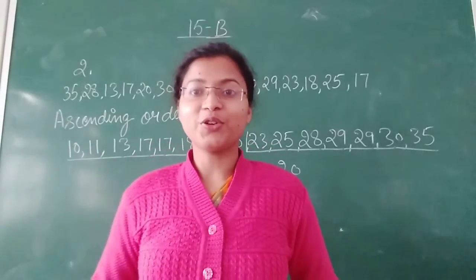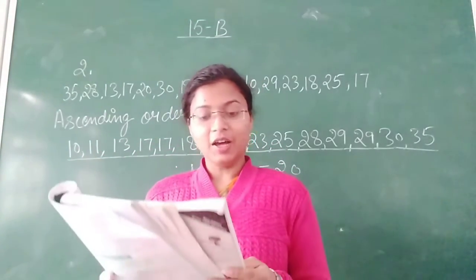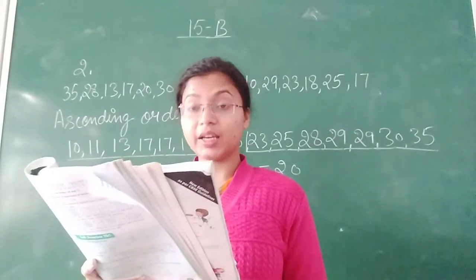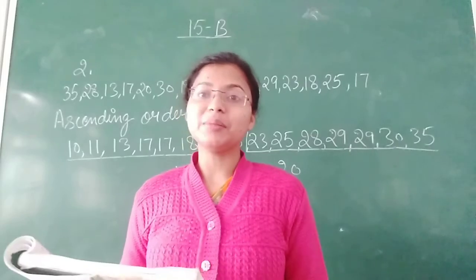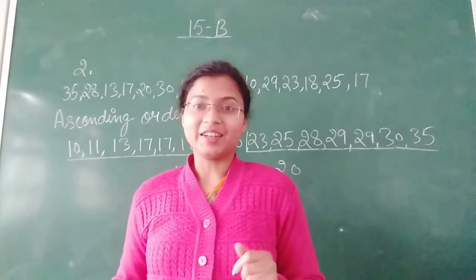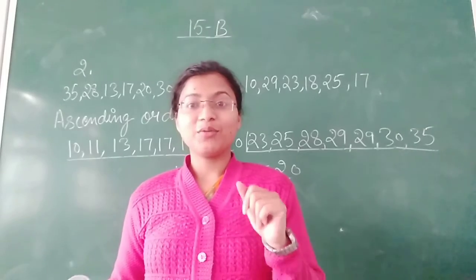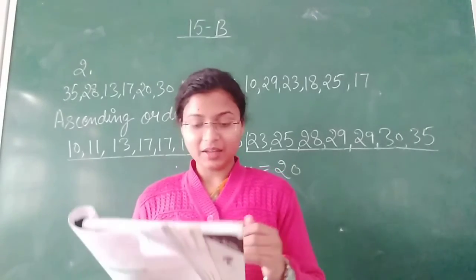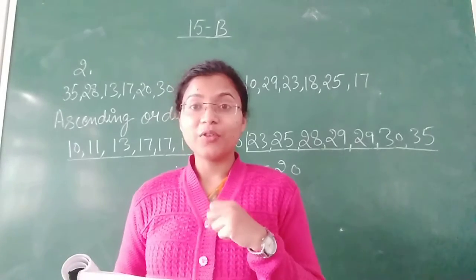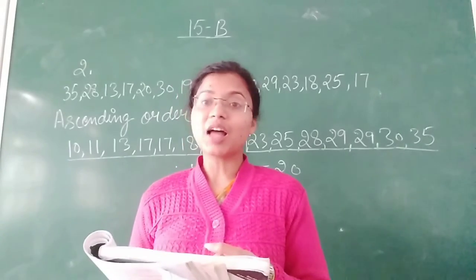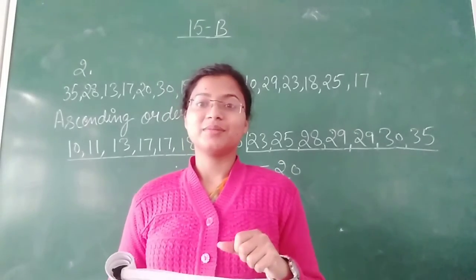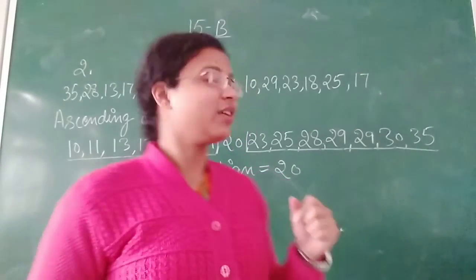The last question of our exercise is: 15 students secured the following marks in a test in English. Find the median marks. It is already given that the total number of students is 15. 15 is an odd number, so we will directly get our median and the marks are given. When you observe the marks, you will find that these marks are not arranged in either ascending or descending order. So first rearrange them.